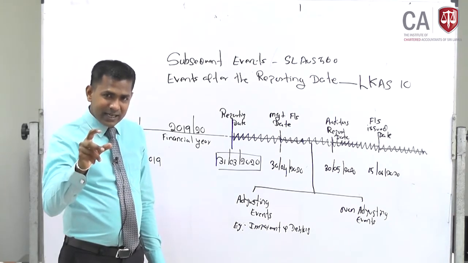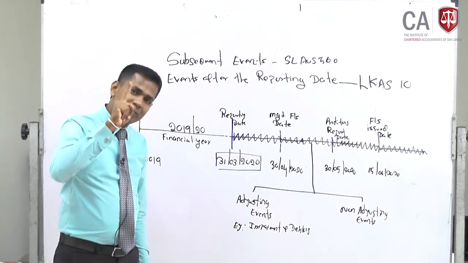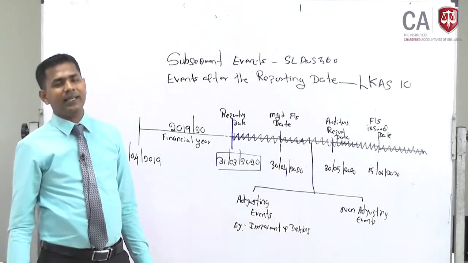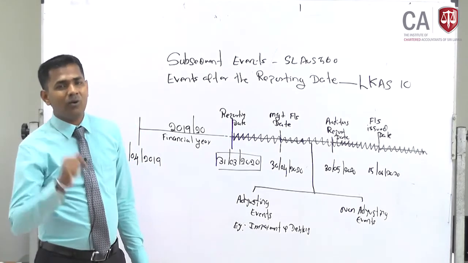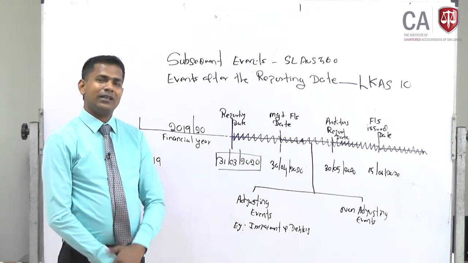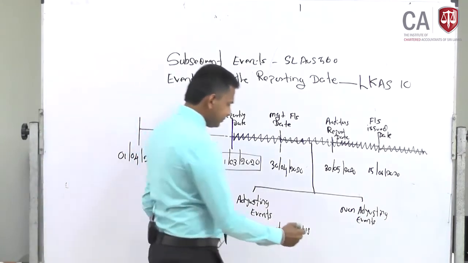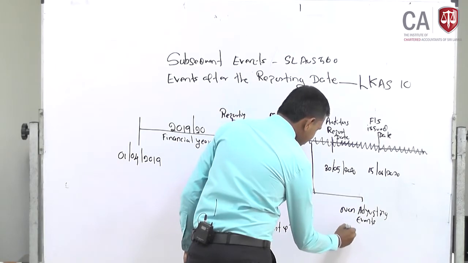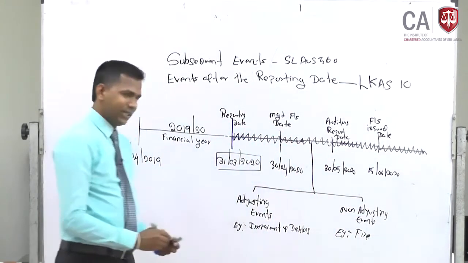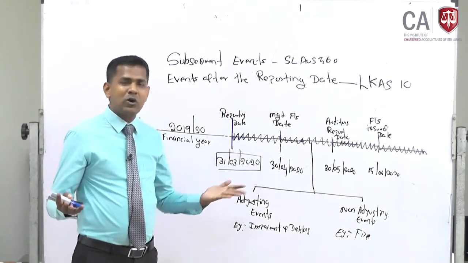If such incident provides further evidence on the condition of that particular asset existed on 31st March 2020, that is called an adjusting event. I hope that you are clear. Right. Example for a non-adjusting event: fire. Let's say 31st March 2020 we had 100 million stock in our inventory.